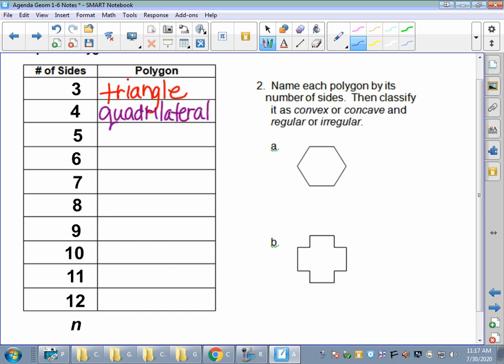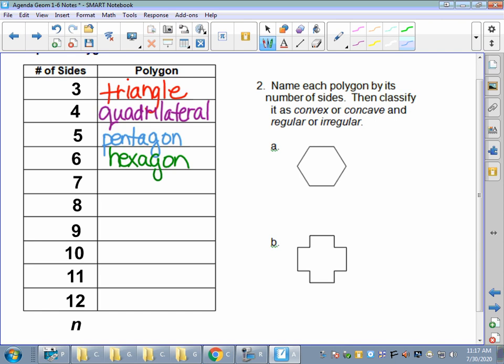Quad means 4. A 5-sided figure, you may know, is a pentagon, like the Pentagon building in Washington, D.C. A 6-sided figure, people tend to always know this one. I always remember the X's go together. Hexagon.